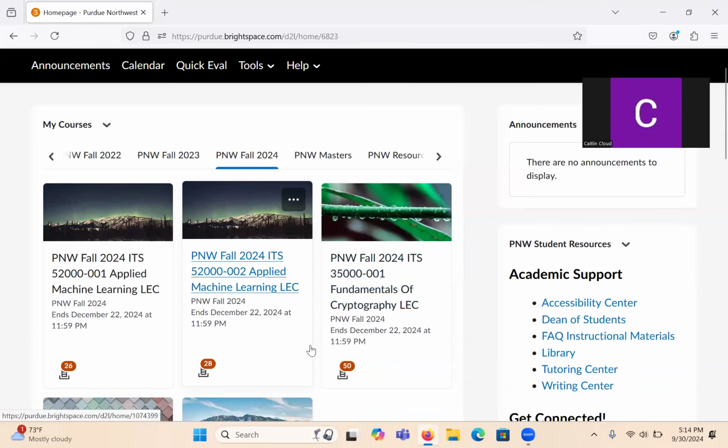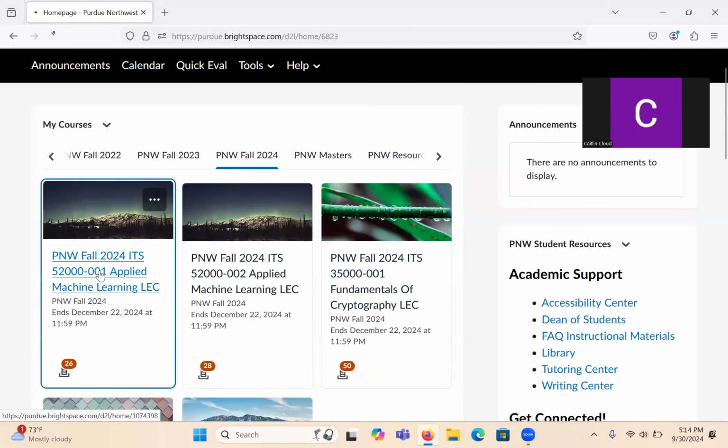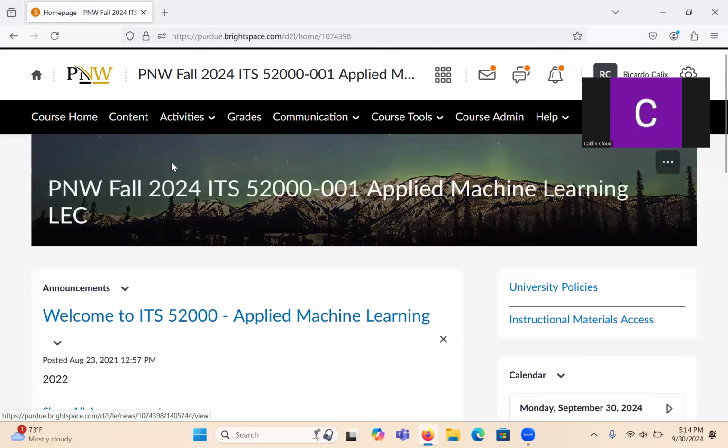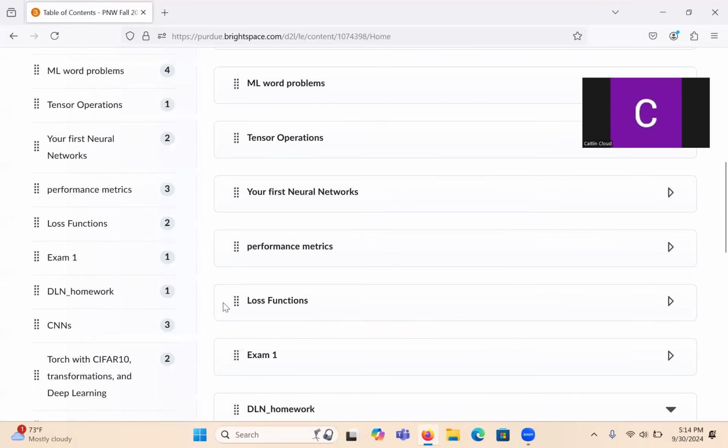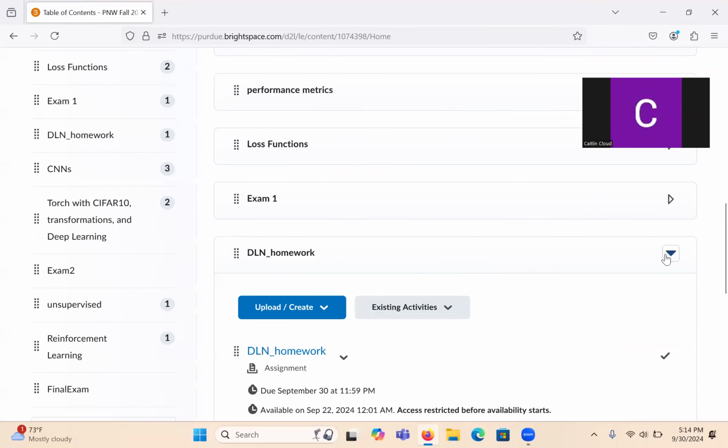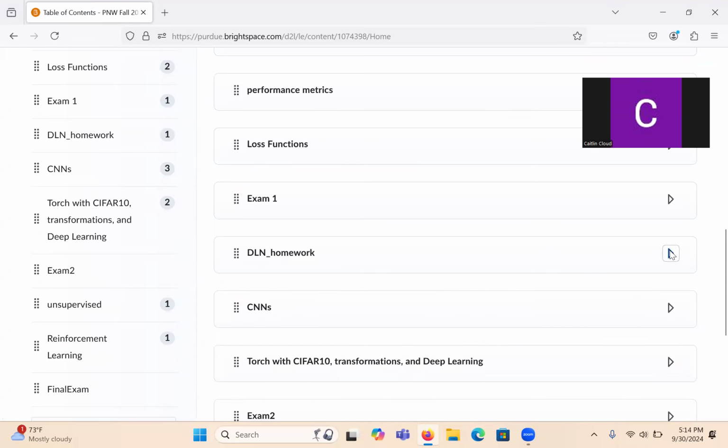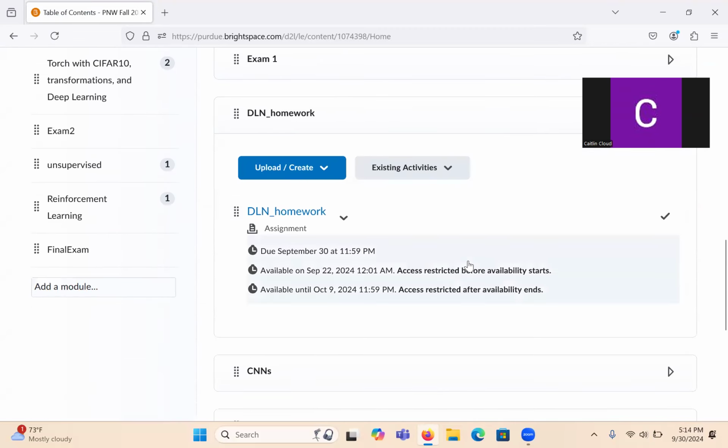And so I want to stress that. So if I'm going to go to section 1, give you a chance to ask questions. So the homework assignment should be this one, DLN homework. You have 2 weeks to complete it, so it's not due today.